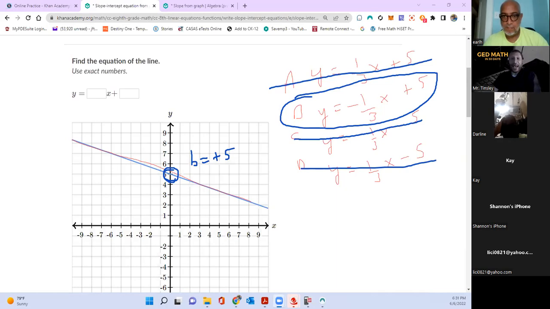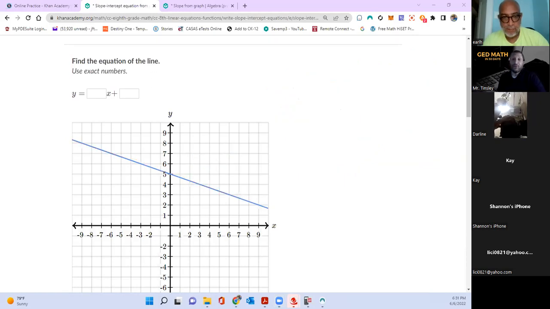But if you notice, I didn't even check for my slope, did I? I didn't have to, because I was able to get rid of 3 of the 4 choices. I didn't have to do my slope. And that's what I want you to get in the habit of. And this is why you practice. So let's look at it.